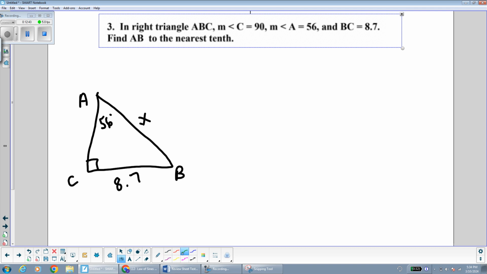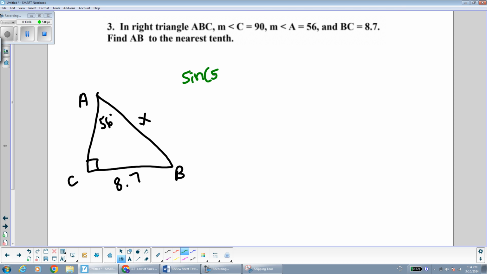So here we have options. You can use a regular trig ratio. Here you can use sine, opposite over hypotenuse. Or you can use the law of sines. And since this is on a video of law of sines, I'm going to use law of sines. Actually, I'll use both to show you that it's the same thing. So first I'm going to use a regular sine ratio.